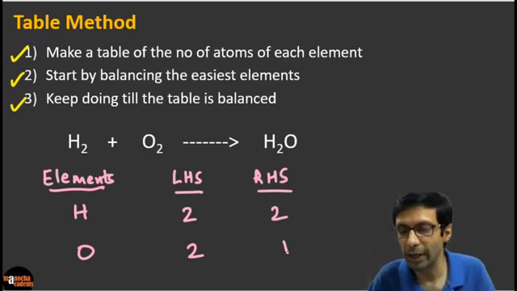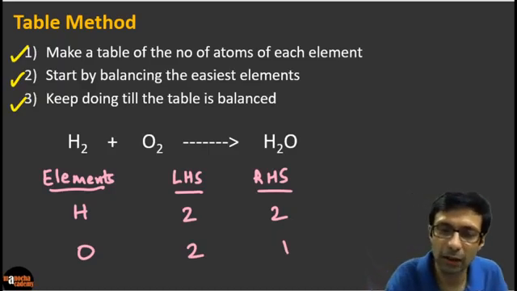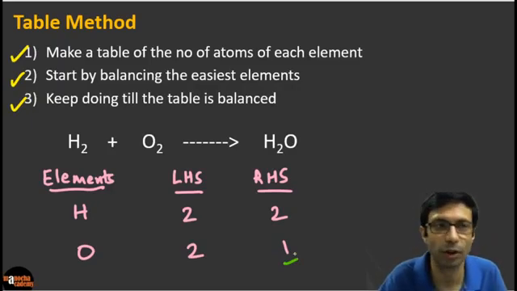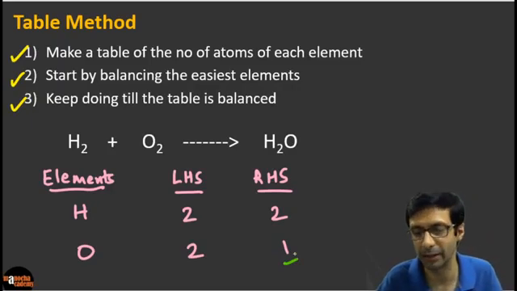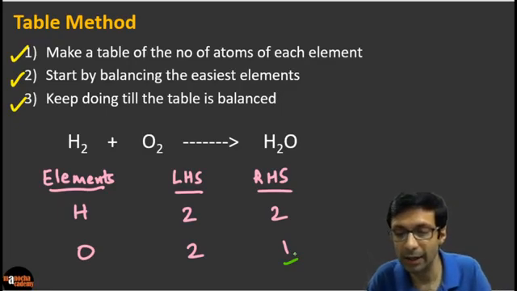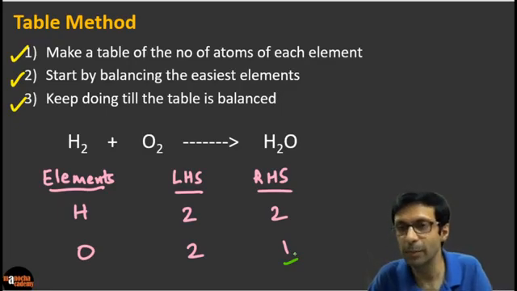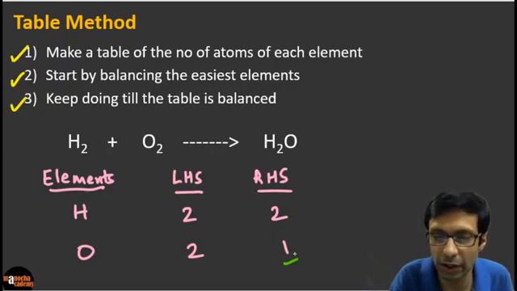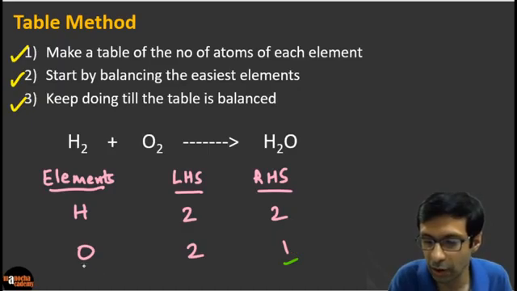Now the first thing to check, is the equation balanced? As you can see, it's not, because hydrogen is balanced, but can you see that oxygen is less on the right and more on the left. So oxygen is not balanced. Now what's our table technique? Start by balancing the easiest element. Since hydrogen is balanced, we don't have to worry about it. So the only other element is oxygen here. So let's start with oxygen.